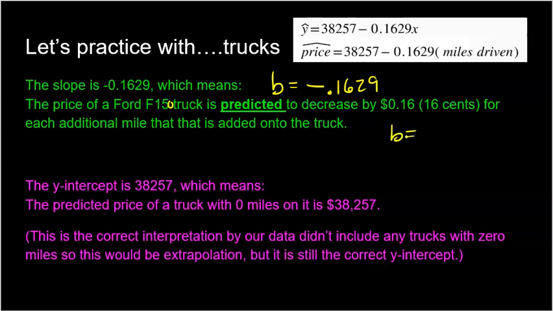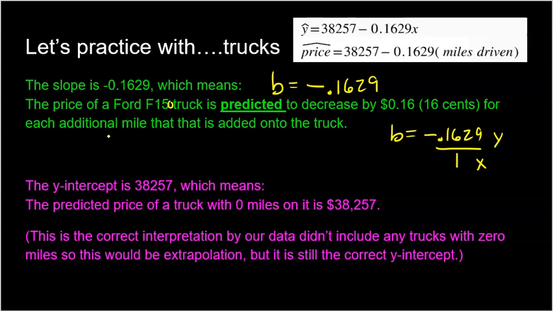So remember, always take your slope and put it as a fraction. The 1 is always the x. The actual slope value is the y. And then don't forget the word predicted because no one's guaranteeing this is going to happen. But this is basically telling us that as we increase 1 mile on a truck, the predicted price of the truck will decrease by about 16 cents. Now notice that I did convert that to a unit by using dollars. So please do not forget units.